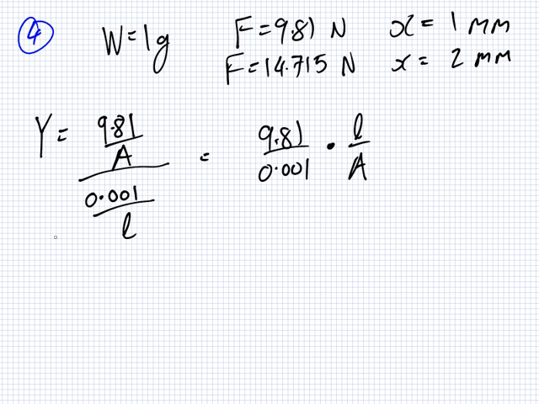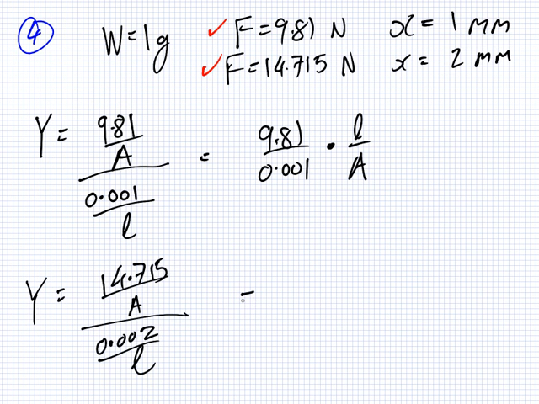But in the second situation, so that was the first situation. In the second situation, it's also true that Young's modulus is the stress over the strain, and stress is force over area over strain, which is extension over length. So again, you get 14.715 over 0.002.